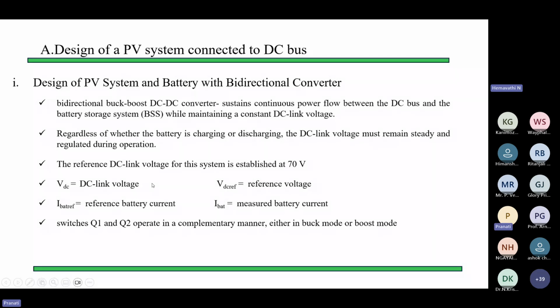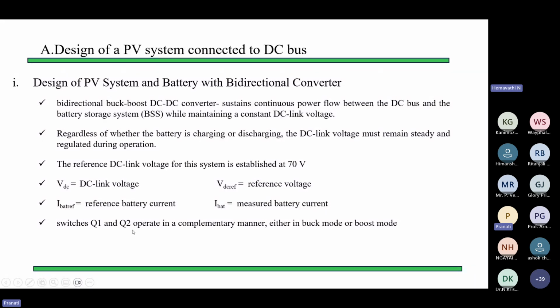Now the reference DC link voltage, as I have mentioned, is 70 volt in this research paper. These are the different terminologies used. VDC is the DC link voltage. VDC reference is the reference voltage. I battery reference is the reference battery current. I battery is the measured battery current.